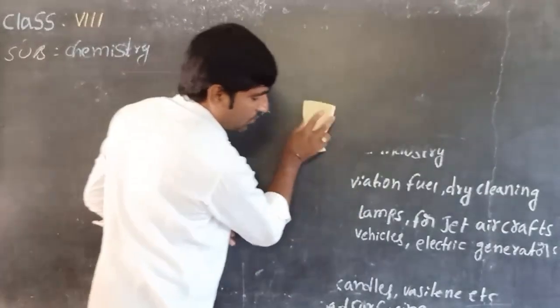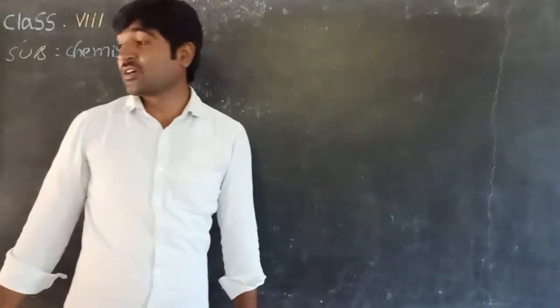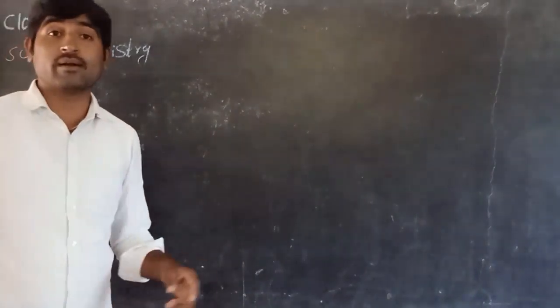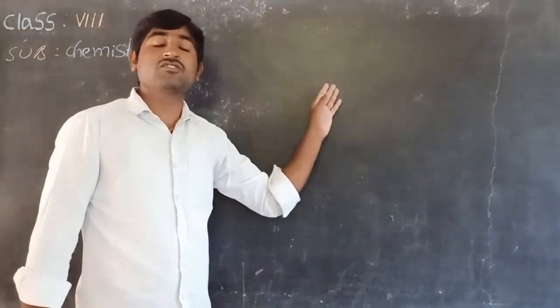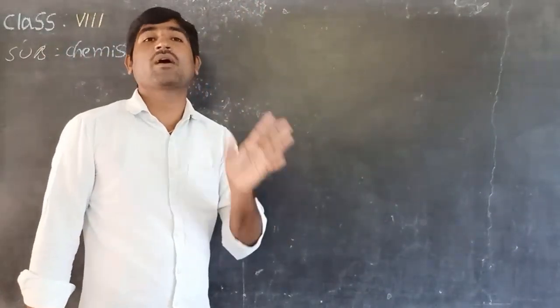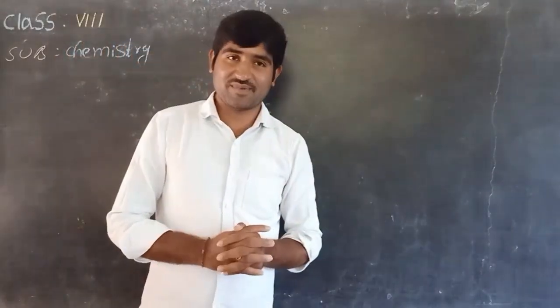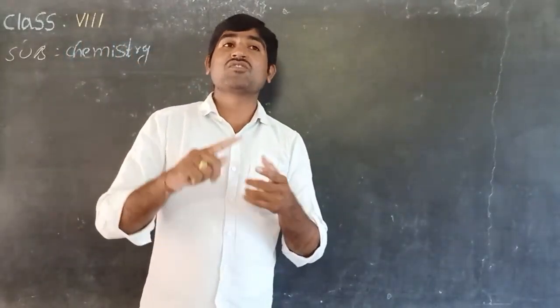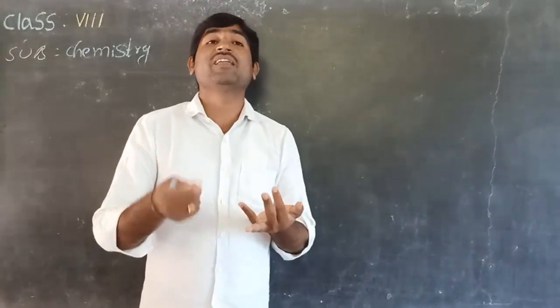Natural gas is one of the fossil fuels. It is obtained from the deep earth crust along with petroleum. Where the petroleum is available, there natural gas is also present. Understood, children? So natural gas is the most important fuel because it is easy to transport through pipes. When compared to petroleum and coal, the supplying of natural gas is very easy.